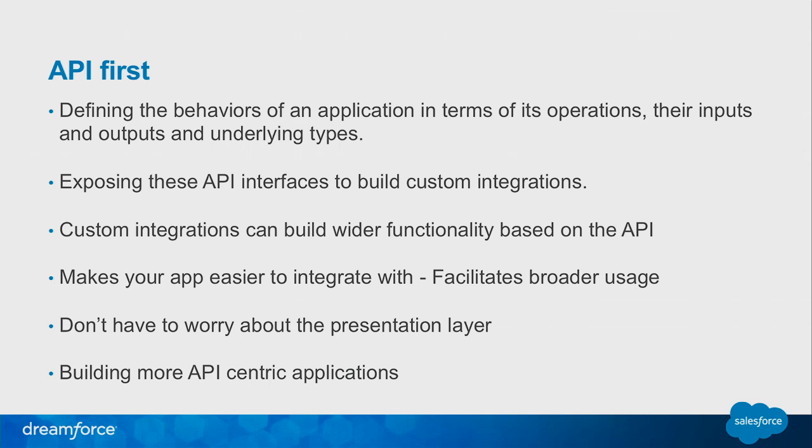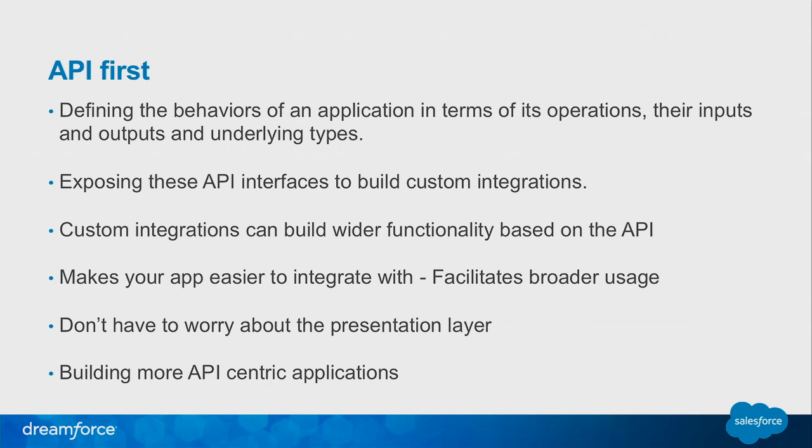An API is how you define the behavior of an application, right? These are the operations it can perform, these are the inputs it's looking for, these are the outputs it's going to give you back, and these are the data types it expects for the different inputs and outputs. Now you expose these APIs like Salesforce does so that people can build custom integrations, and custom integrations mean there's going to be more functionality, and that means more people are going to want to use it. That means more people are going to make money. So everyone's happy.